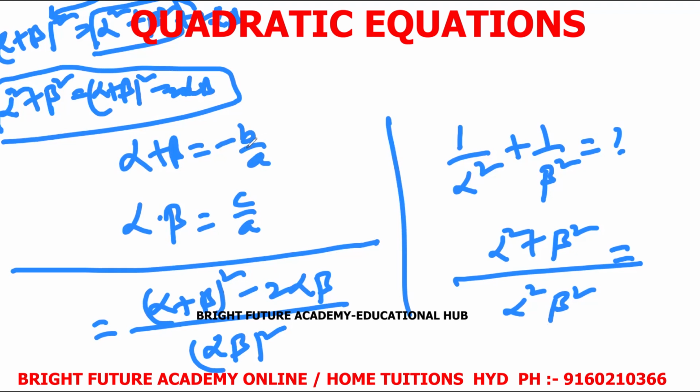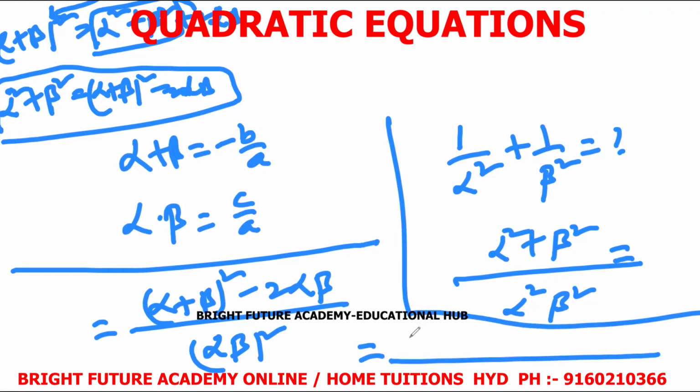You know the sum of the roots is minus b by a. Minus b by a whole square means, what can we get? b square by a square. Minus 2c by a. Very good. And c by a is alpha beta, so the denominator is c square by a square.